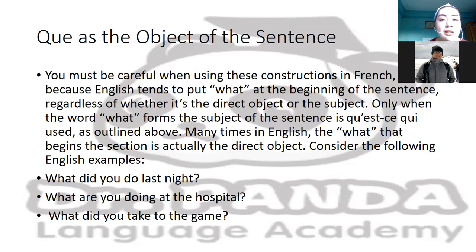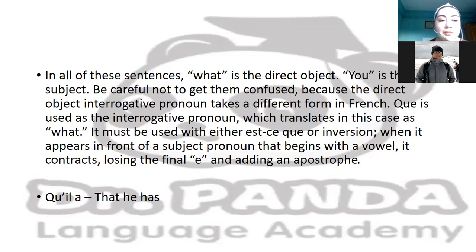So you must be careful when using these constructions in French, because English tends to put what at the beginning of the sentence, regardless of whether it's the direct object or the subject. Only when the word what forms the subject of the sentence is qu'est-ce qui used, as outlined above. Many times in English, the what that begins this section is actually the direct object. Consider the following English examples. What did you do last night? What are you doing at the hospital? And what did you take to the game? In all of these sentences, what is the direct object? You is the subject.